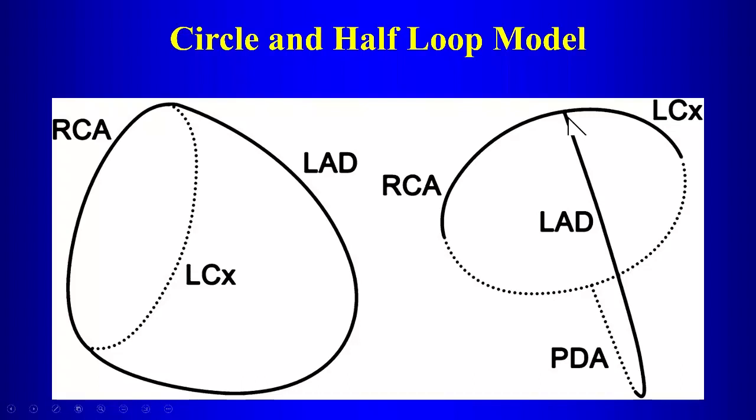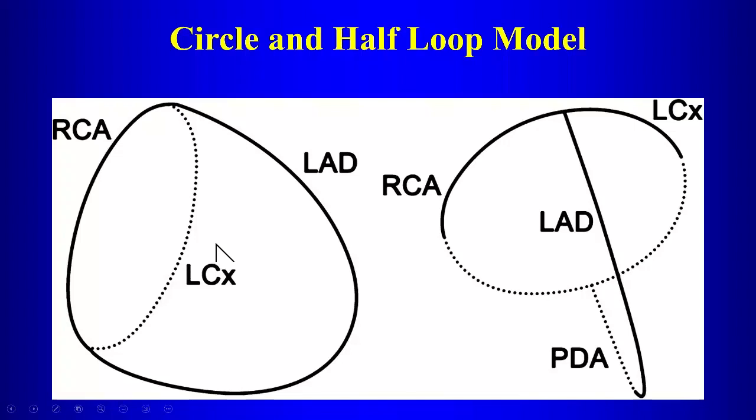So we have the left anterior descending coronary artery that would run in the anterior interventricular groove between the right ventricle and the left ventricle. And then back behind the heart in the posterior interventricular groove, you have the posterior descending artery. And then in the right atrioventricular groove, you would have the right coronary artery, and in the left atrioventricular groove, between the left atrium and the left ventricle, you would have the circumflex coronary artery.